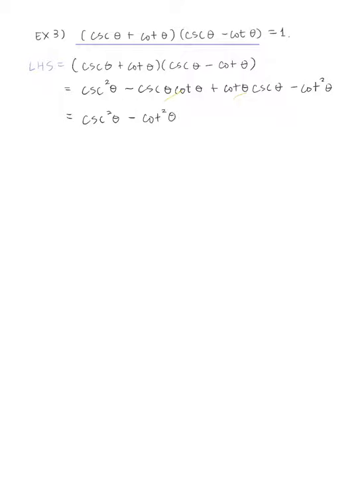Okay, so now remember this identity, the Pythagorean identity involving cosecant and cotangent. What was it? Cotangent square of theta plus 1 equals cosecant square of theta. So if I subtract cotangent square of theta from both sides, then do you see that we're going to get 1 back? Let me just write everything out. So that implies that cosecant square of theta minus cotangent square of theta equals 1.